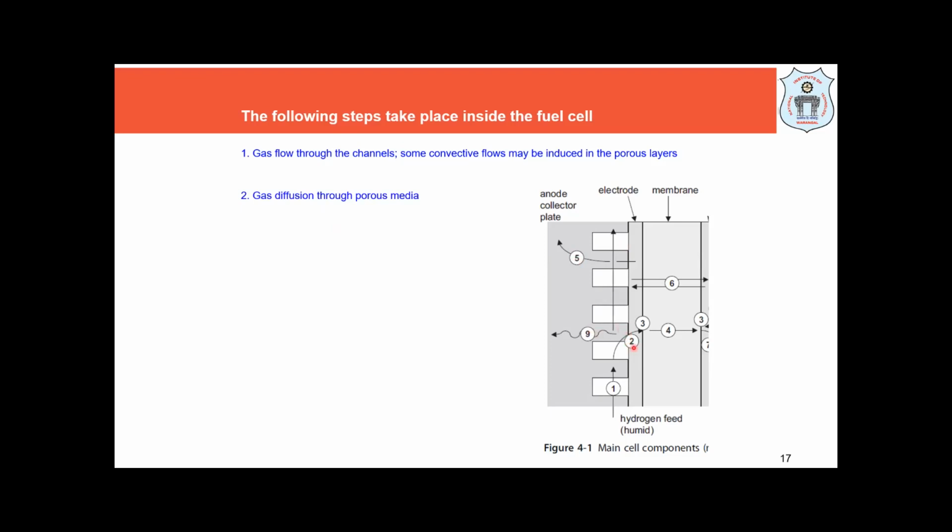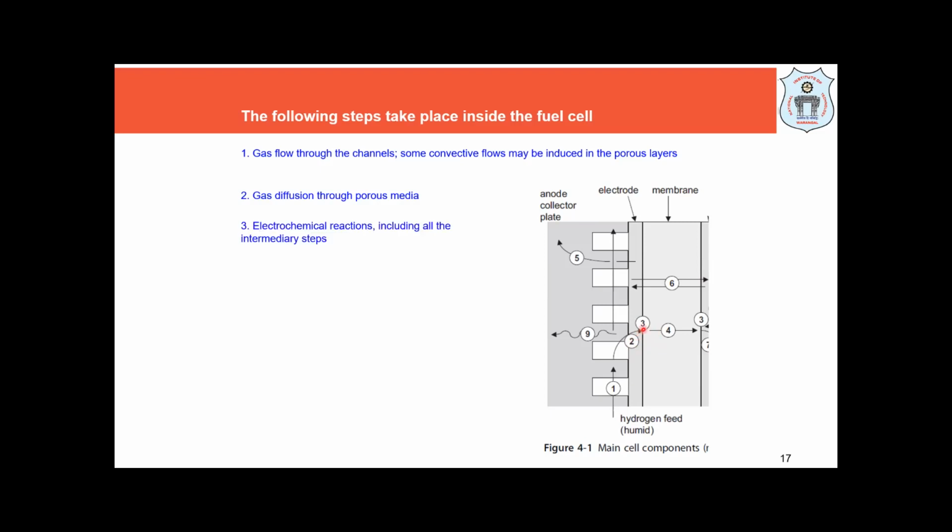Two is diffusion through the electrode. What is that electrode? We have the MEA, right? Membrane electrode assembly. So gas diffusion through the porous media, that is the second step. The first step is gas passing through the channels present in the bipolar plates. Number two is gas diffusing through the porous media and reaching the catalyst surface.